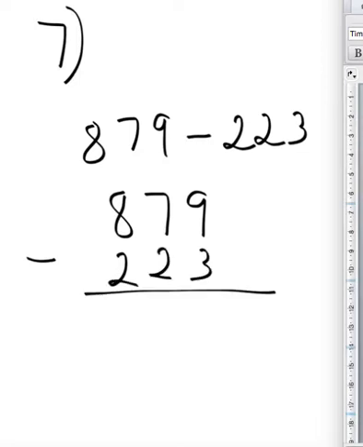And now we subtract. So 9 take away 3 is 6. 7 take away 2 is 5, and 8 take away 2 is 6. And we're done. So this one had no borrowing, so we may do one later on where it involves borrowing.